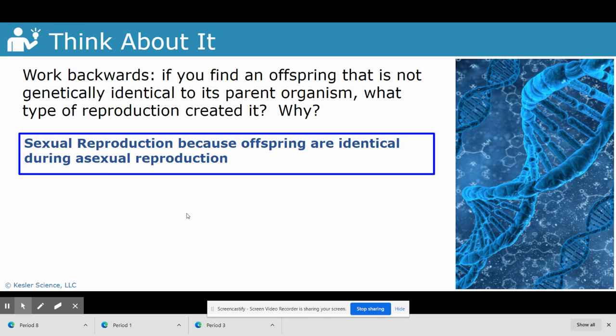All right, so this is for you to think about a little bit. If you find an offspring that is not genetically identical to its parent organism, what type of reproduction created it? Well, what we've been talking about so far is asexual reproduction, where you have genetically identical organisms. So this question is saying if it's not genetically identical, then it's got to be sexual reproduction, right?